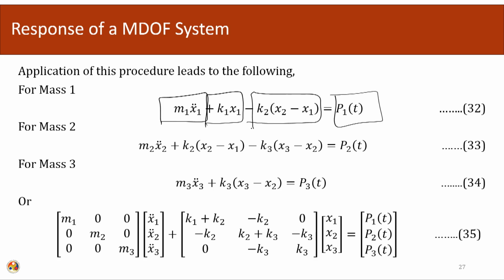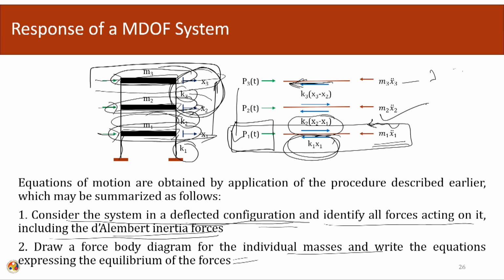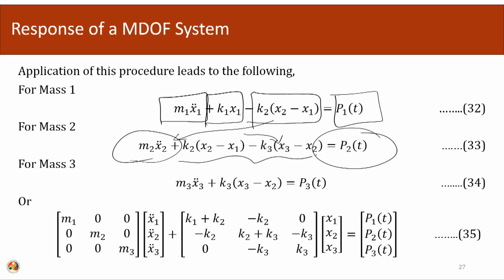Similarly, for mass m2, the inertial term, the external force is P2, and then K2 is acting this way. For this particular one, K2 is acting this way and K3 is acting in the opposite direction. So here the direction of K2 will change and K3 will be the contribution from the top spring. So: inertial forces, external forces, and the contribution from the spring.